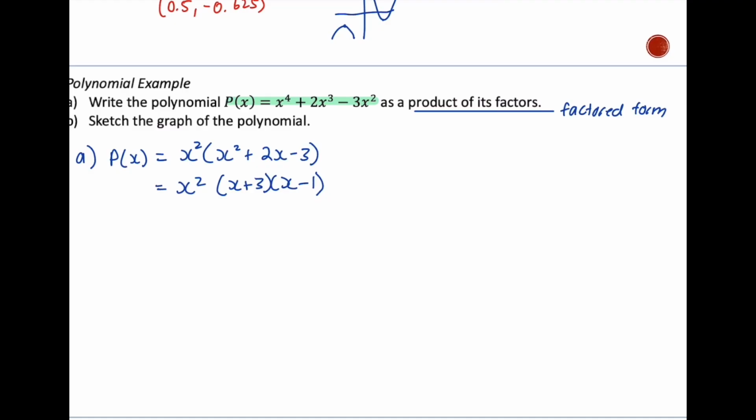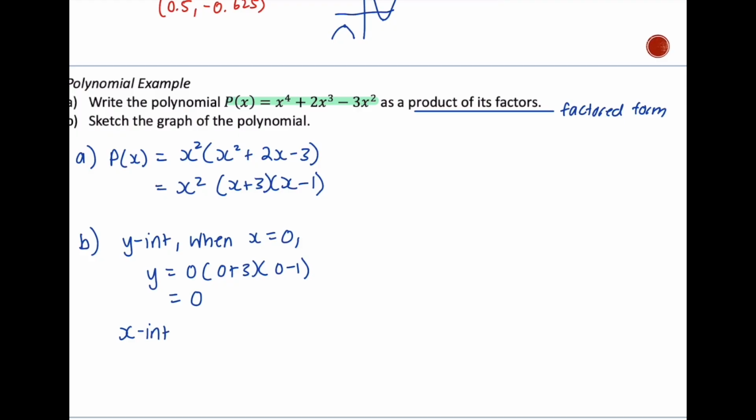Now part B, it says sketch the graph. So whenever I'm sketching, I will have my x-intercepts. I also need my y-intercept, which is when x is equal to 0. So when x is equal to 0, I get 0 plus 3 and 0 minus 1, multiplied by 0 squared, so my y-intercept is 0. When I think about my x-intercepts, notice that I can gather that from the factored form. So here my x-intercept is when x equals 0, which is also a double root, because notice that I have the squared here. Here I also have roots of minus 3 and 1.